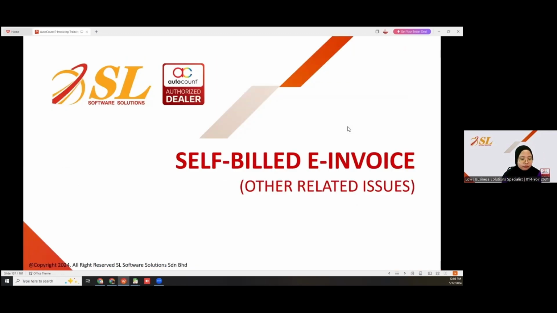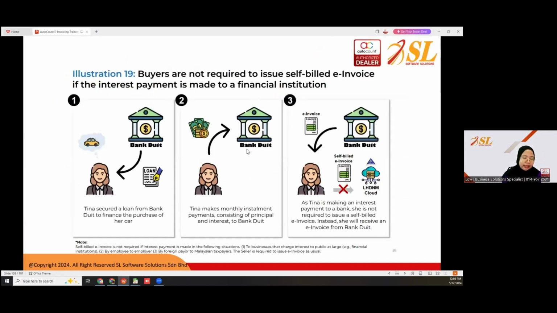Okay, so for self-billed invoice, another related issue is buyers are not required to issue self-billed invoice if the interest payment is made to a financial institution. Okay, so Tina secured a loan from Bank Duit to finance the purchase of her car. Okay, and then Tina makes monthly installment payments. Okay, but Tina is making an interest payment to the bank, so she doesn't need to issue self-billed invoice, but Bank Duit needs to issue e-invoice to Tina.